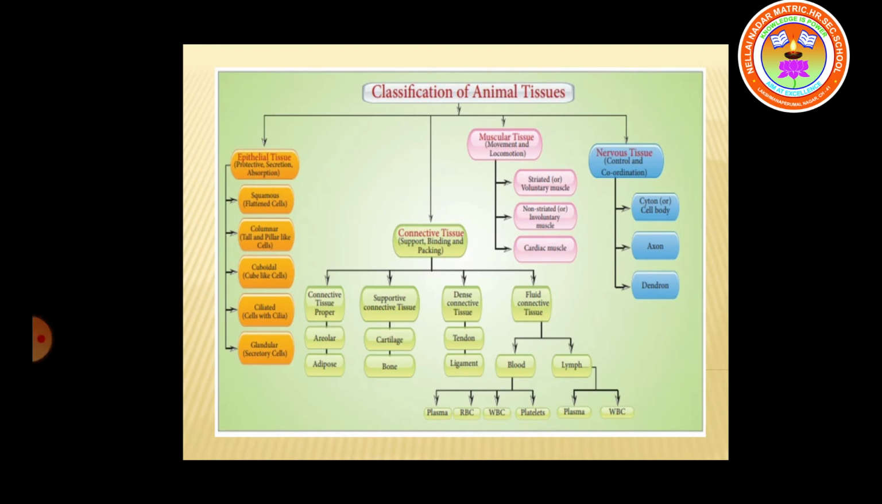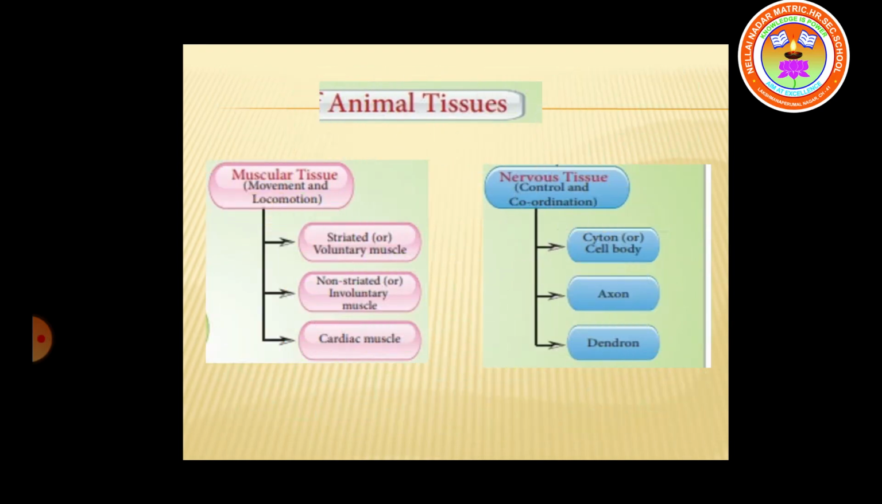In previous sessions, you would have learnt about classification of plant tissues and animal tissues. This is a continuation of the same topic, organization of tissues. Presenting you is Mrs. Chitra, your biology teacher. Today, in this session, we are going to learn about two animal tissues, namely muscular tissue and nervous tissue.